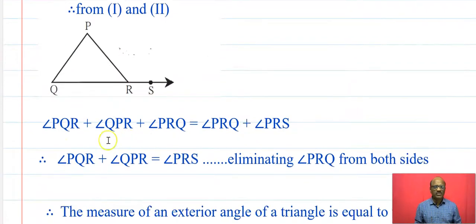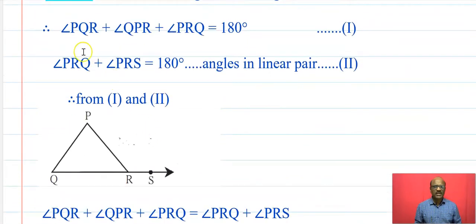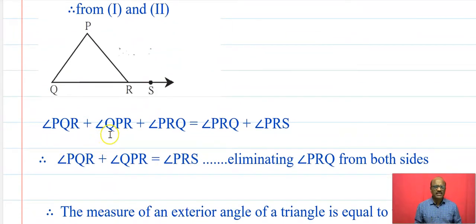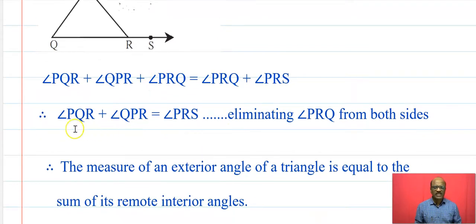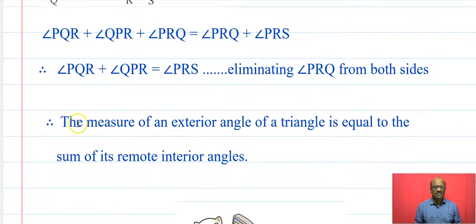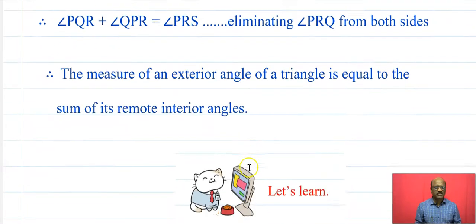Therefore from 1 and 2, angle PQR plus angle QPR plus angle PRQ is equal to angle PRQ plus angle PRS. Now on both sides we will eliminate one angle, that angle is PRQ. Therefore, measure of angle PQR plus measure of angle QPR is equal to measure of angle PRS. Therefore, the measure of an exterior angle of a triangle is equal to the sum of its remote interior angles.